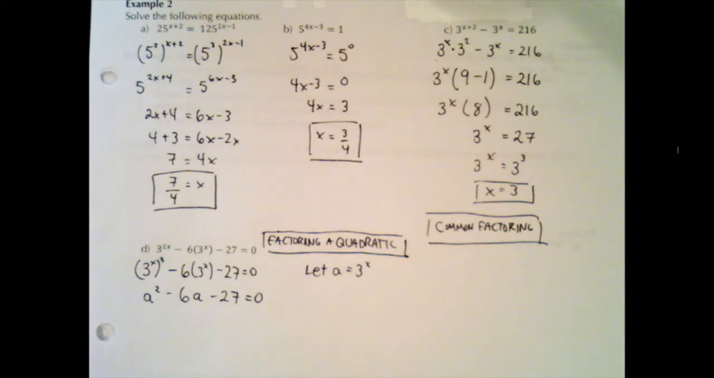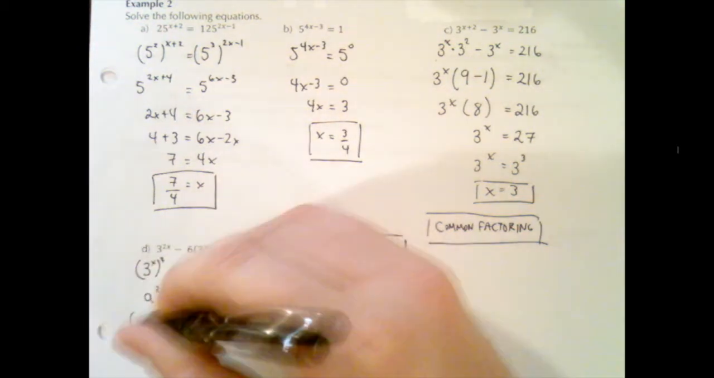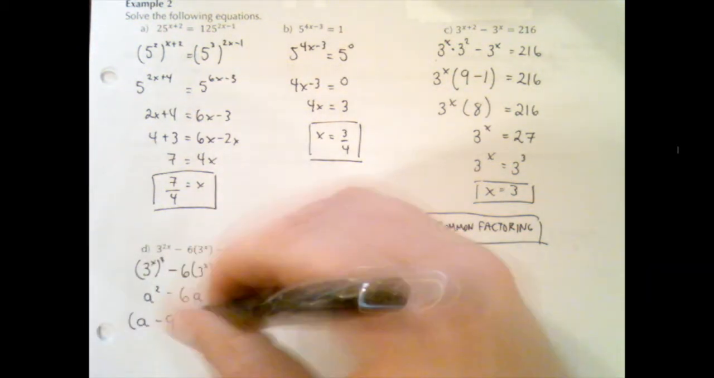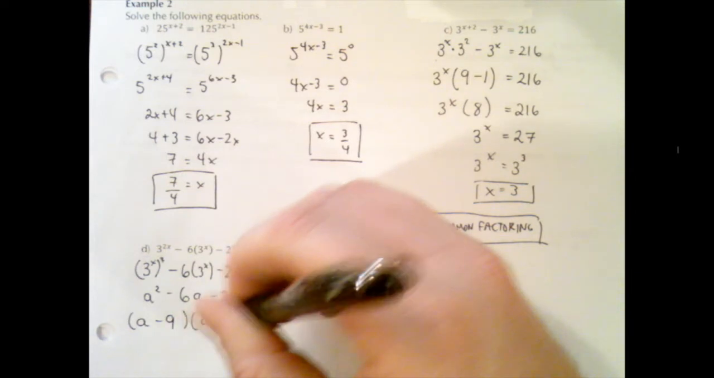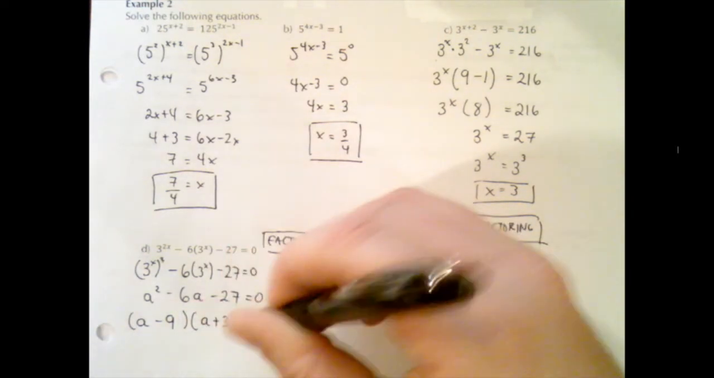It's a simple trinomial that we can factor by looking for numbers that multiply to negative 27 and add to negative 6. The numbers that multiply to negative 27 and add to negative 6 would be negative 9 and positive 3. So that would give us a minus 9 times a plus 3 equals 0.